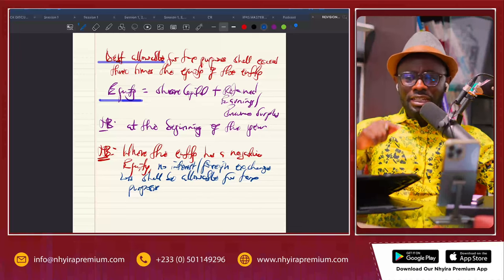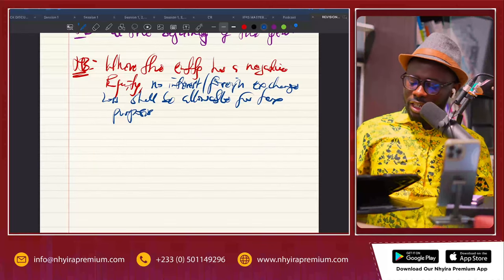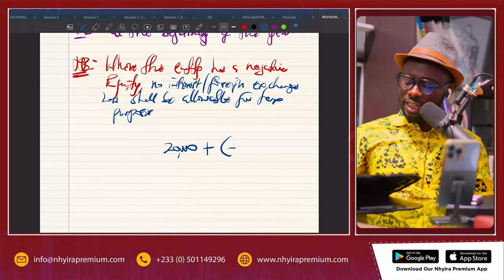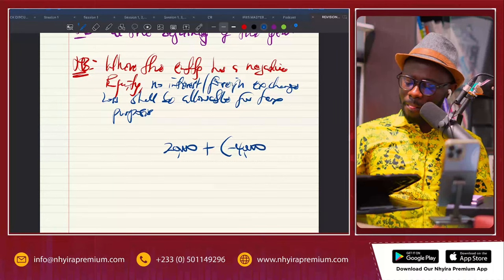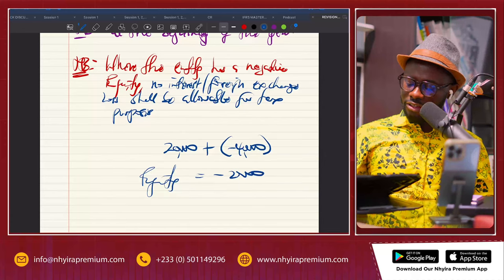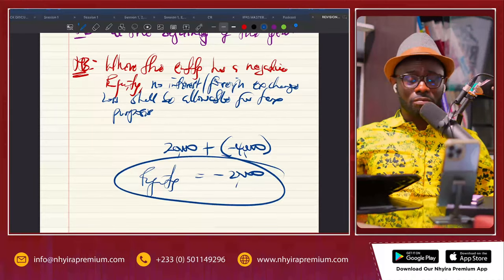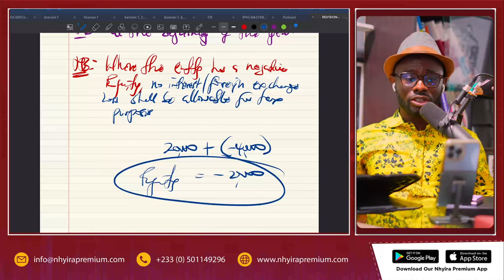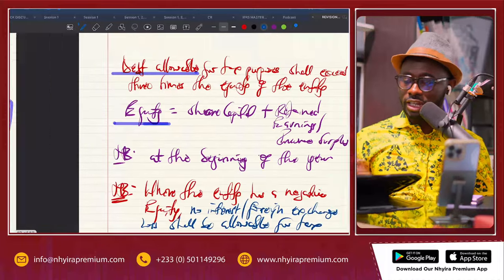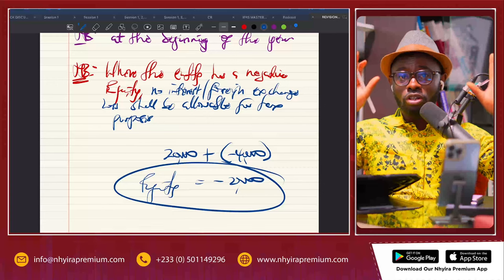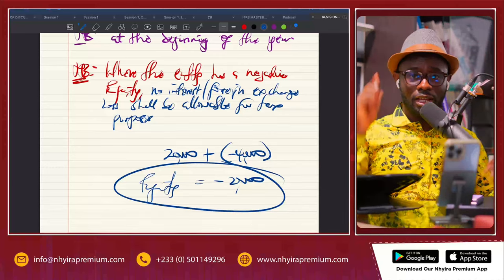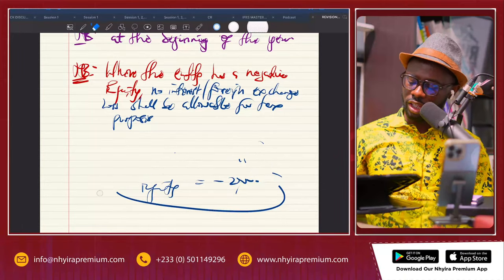But if the entity has negative equity, meaning that the share capital is, say, 20,000, but their retained earnings is negative 40,000, that means equity-wise they have a negative 20,000. It means any interest expenses they have incurred, and foreign exchange losses incurred as a result of the capital repayment of the loan they got from the non-resident entity, will all be disallowed. And if we disallow it, it means you're going to be adding it back to the profit of the entity.